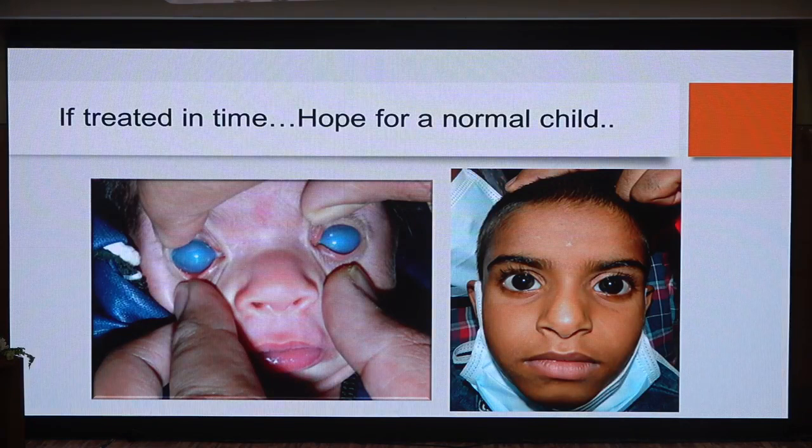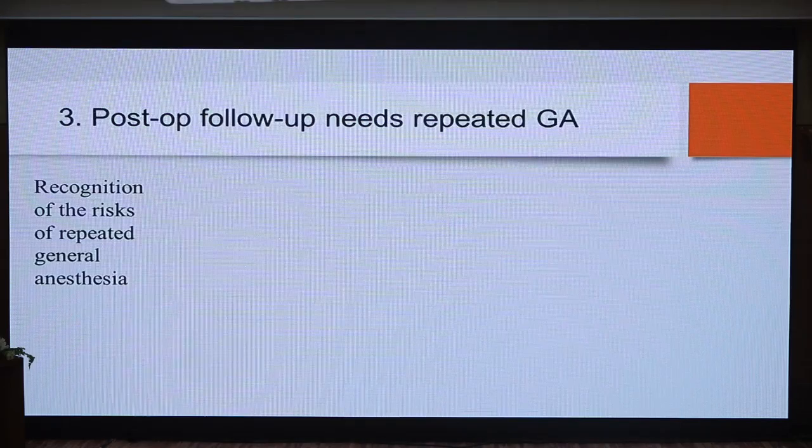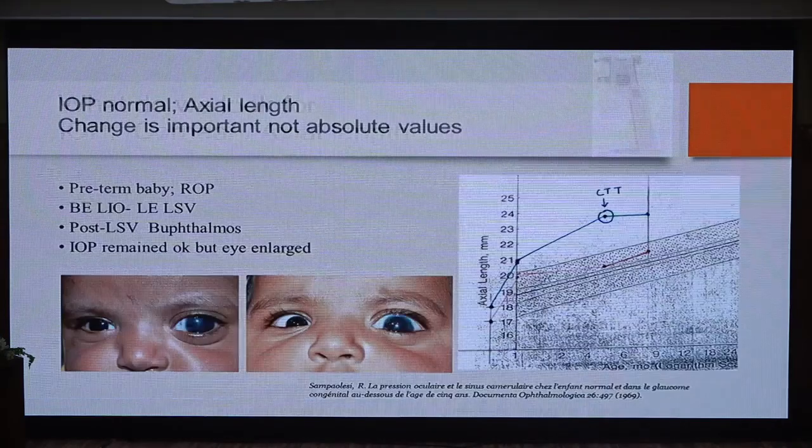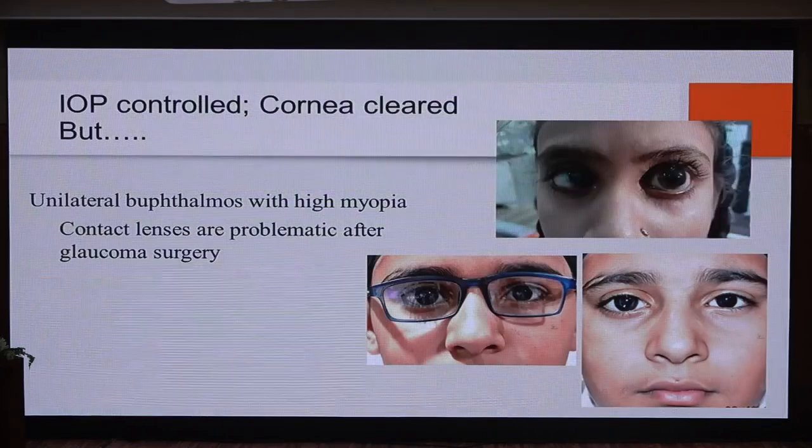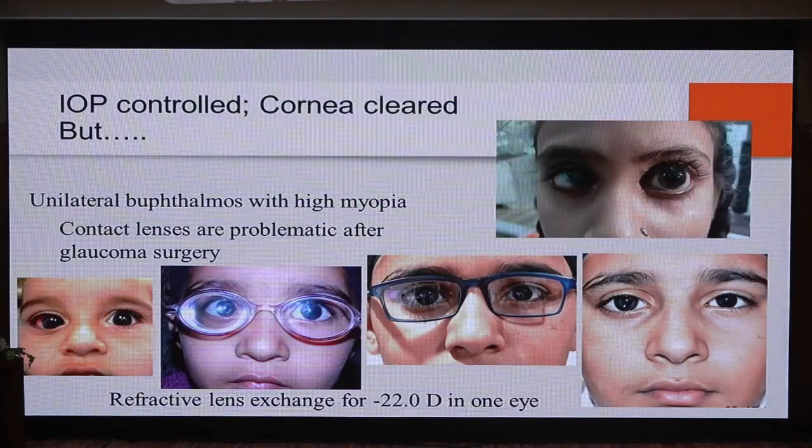Now, this baby is 1 day old. If somebody had said, ye bahut chota hai, mat karao, this baby wouldn't have become this normal kid. So remember that, take this message home. And of course, post-op needs repeated GA. I'll just skip this, axial length.